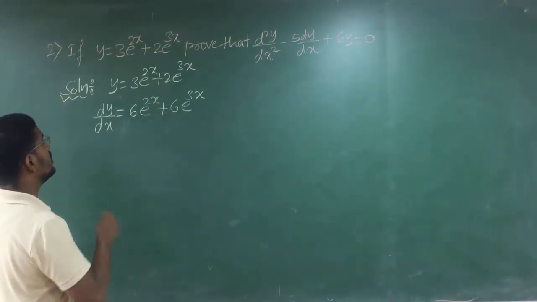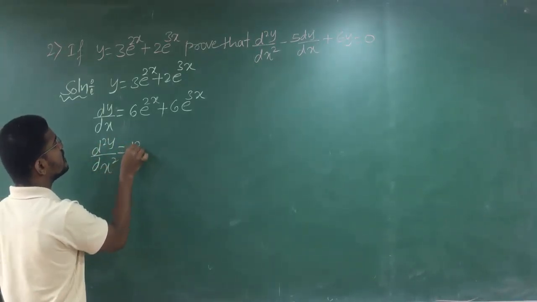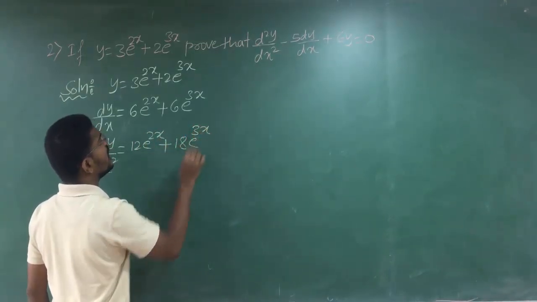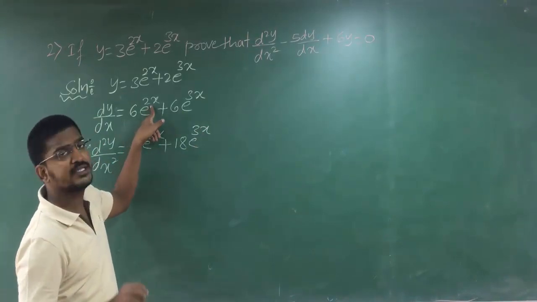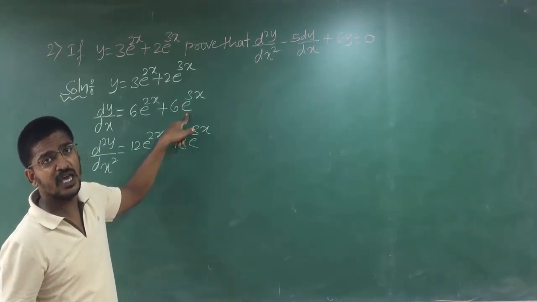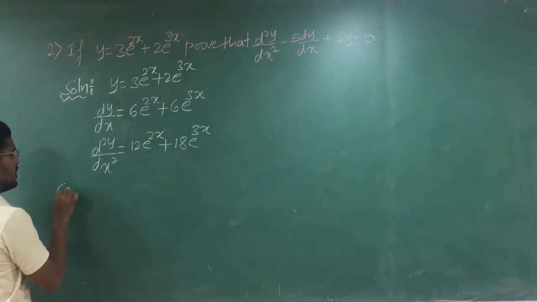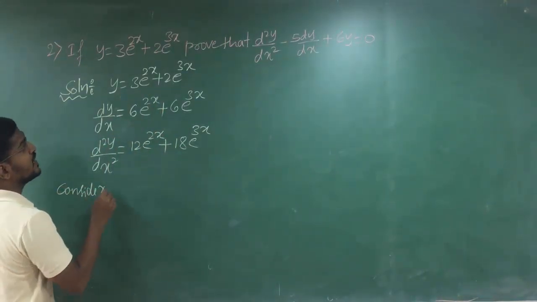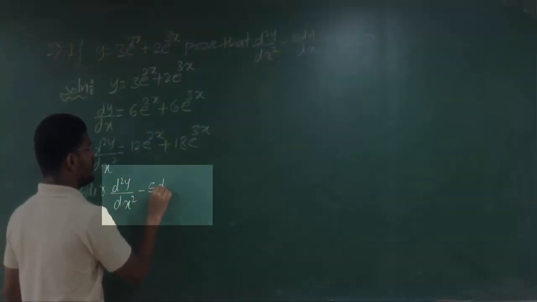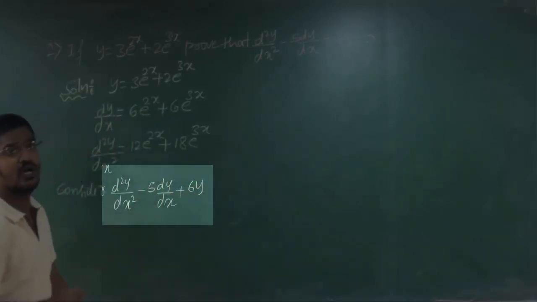You differentiate again. d square y by dx square equal to 12 e to the power of 2x plus 18 e to the power of 3x. Because again differentiation of e raised to 2x is 2 into e to the power of 2x, and differentiation of e raised to 3x is 3 into e to the power of 3x. So multiply, it will be 12, it will be 18. So consider your equation: d square y by dx square minus of 5 dy by dx plus of 6y. This must be equal to 0.